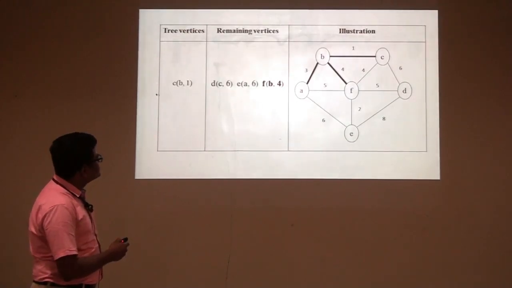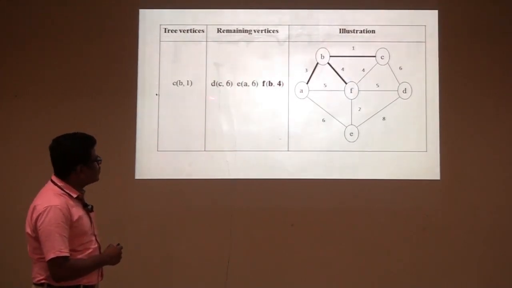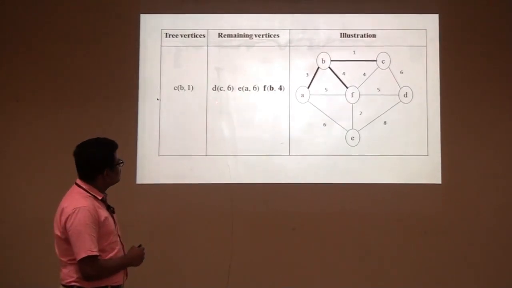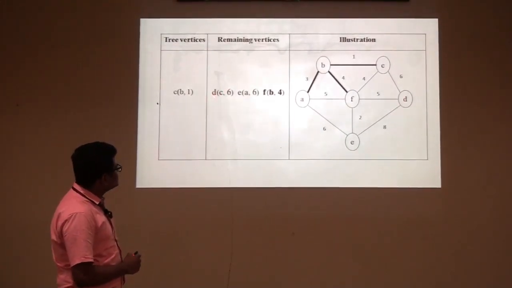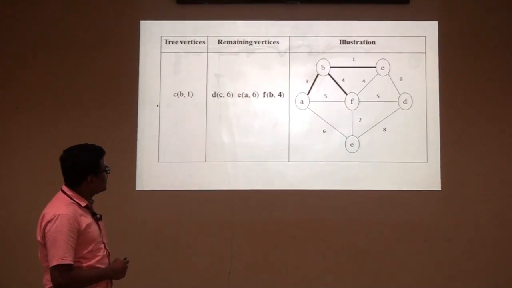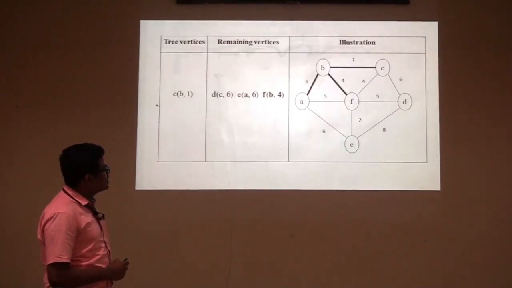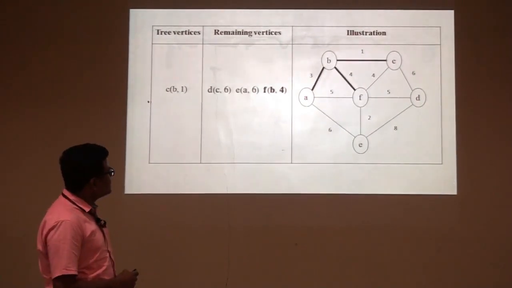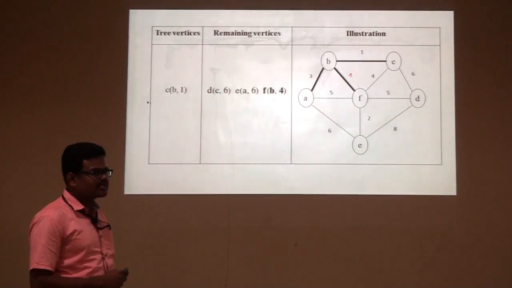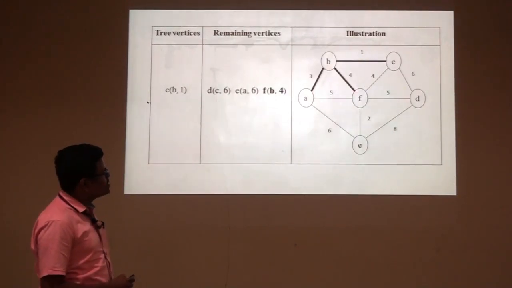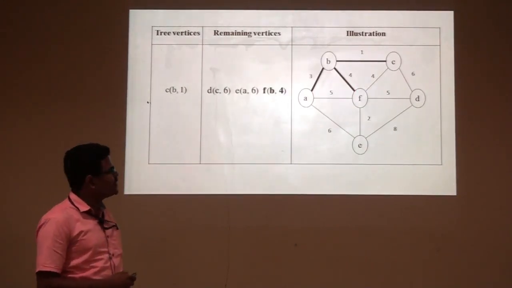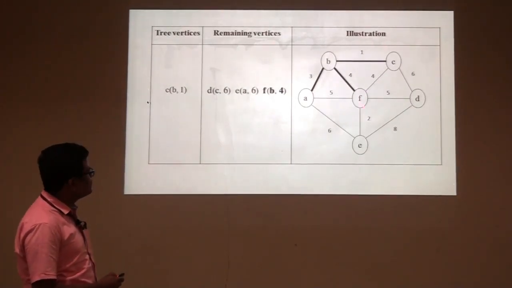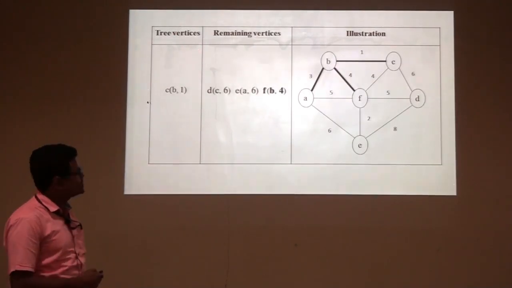So F to B is 4. From this we are going to find the smallest path. D to C is 6 and A to E is 6, but B to F is 4. So 4 is the smallest path. We are selecting 4 as the next shortest path, and we travel from B to the F vertex. We are visiting the F vertex now.